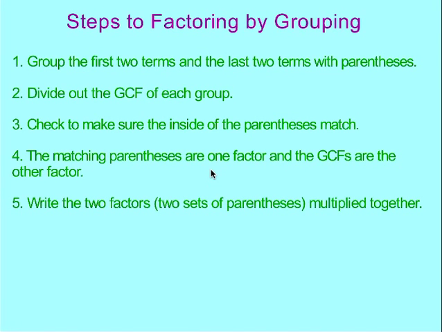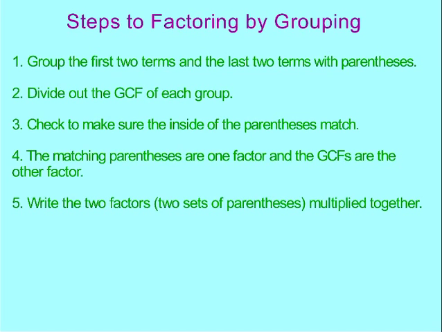I would suggest writing these steps down, so that if you ever get stuck, you have these steps to reference. The first step is to group the first 2 terms and the last 2 terms together in parentheses. Then you're going to divide out the greatest common factor of each group. Then you're going to check to make sure the insides of the parentheses match. If your leftovers are matching, then those parentheses are going to be one of your factors, and the GCFs that you have on the outside are going to be the other factor. And then you write the 2 factors multiplied together.